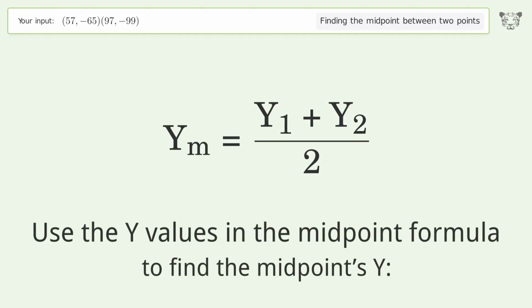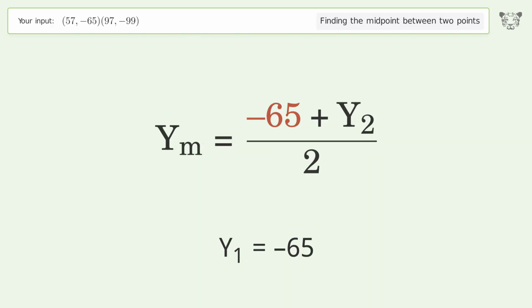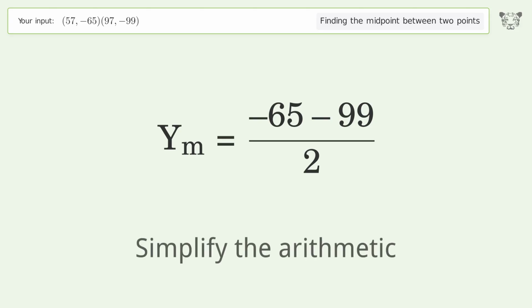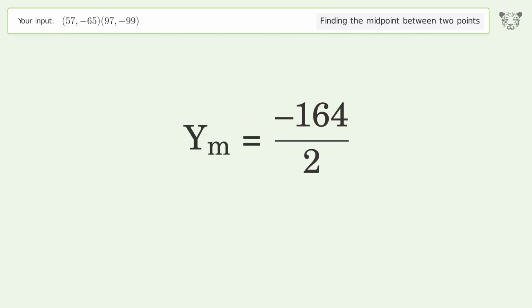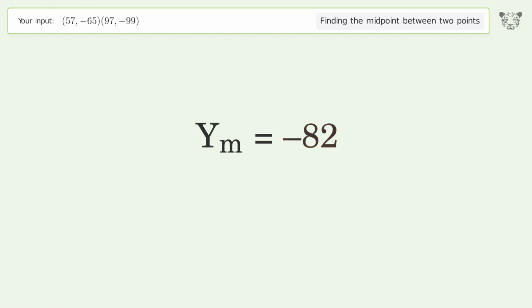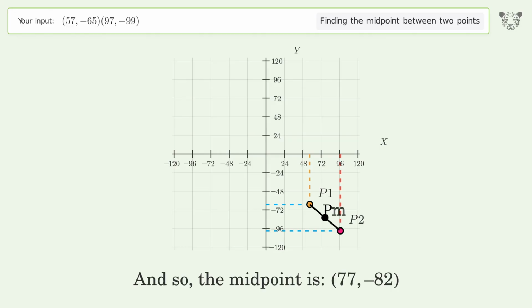Use the y values in the midpoint formula to find the midpoint's y. y1 equals negative 65. y2 equals negative 99. Simplify the arithmetic. And so, the midpoint is 77, negative 82.